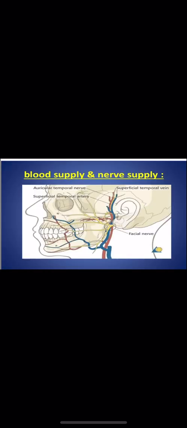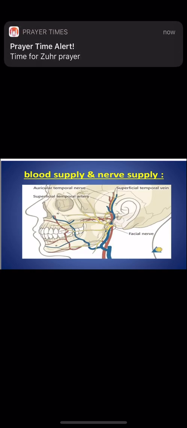For elevation, we have temporalis, masseter, and medial pterygoid. For depression, digastric, geniohyoid, and mylohyoid muscles. Next is the blood supply and nerve supply. It is mainly supplied by the external carotid artery through its branch, that is the superficial temporal artery.